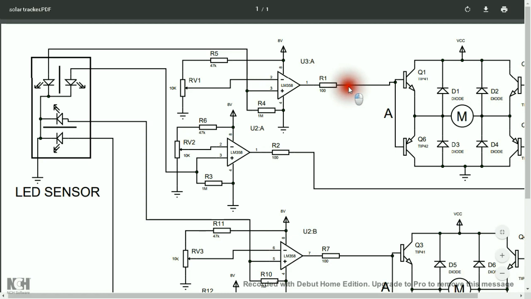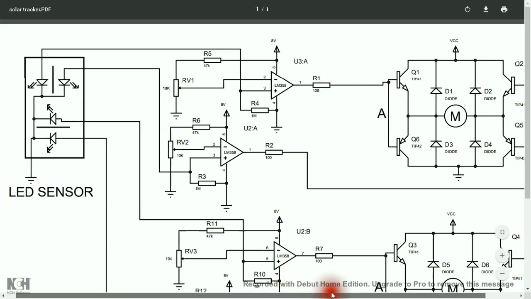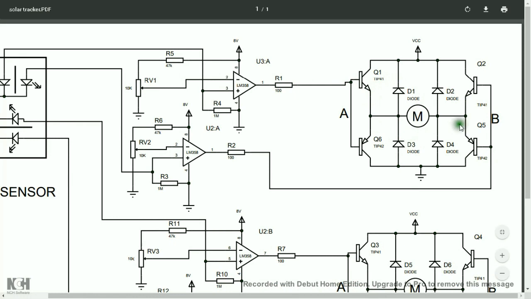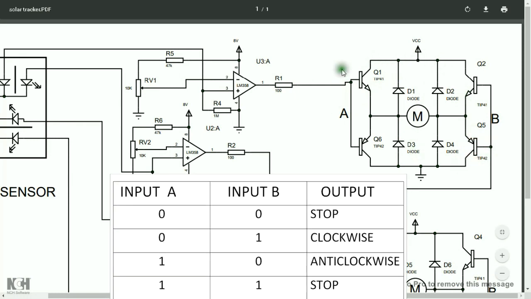For those who don't know, an H-bridge is a circuit that controls the motor rotation, specifically the direction of the rotation. This is the logic of the H-bridge. If both inputs are low, the motor won't turn. If input B is only in the high state, it will turn clockwise. Or if input A is only in the high state, it will turn counterclockwise. And when the two inputs are high, the motor will not turn.